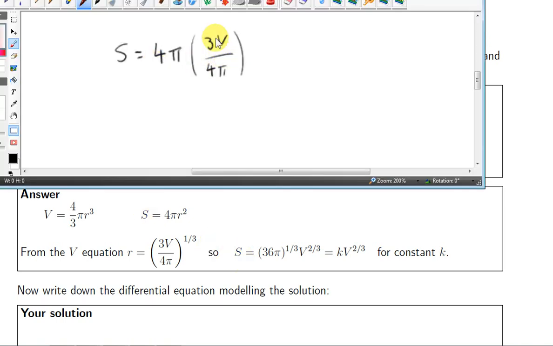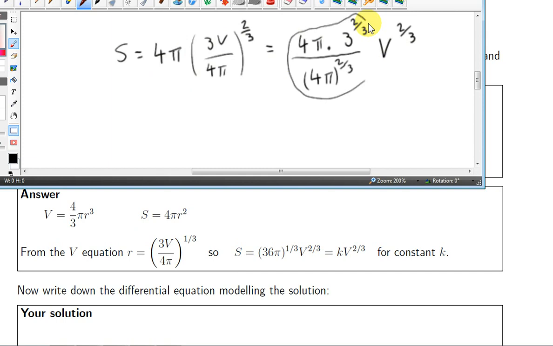So here's the surface area. We plug 3V over 4 pi to the power of a third in for r, and we have to square this, so we just multiply these powers. So we get 2/3 here. We raise everything inside the brackets to the power of 2/3. So we'll have V to the power of 2/3, which we leave to one side. And then we have all this stuff here, which is just a number, just a constant. We can call that constant k. It turns out to be 36 pi to the power of 1/3.